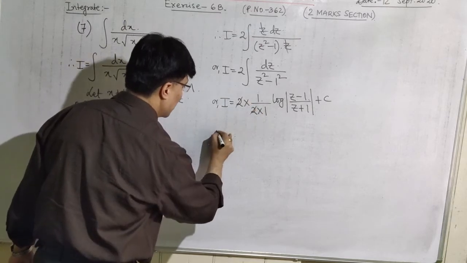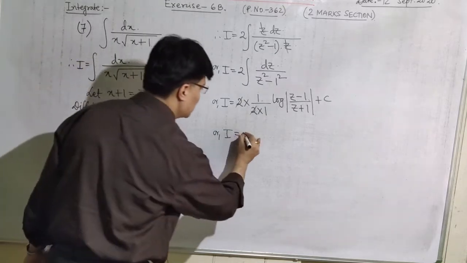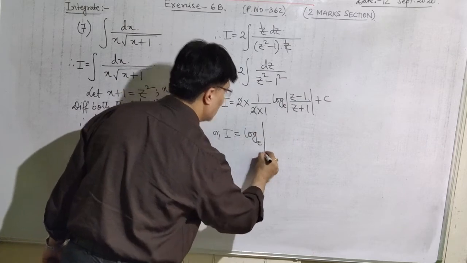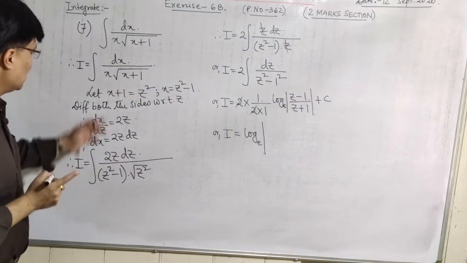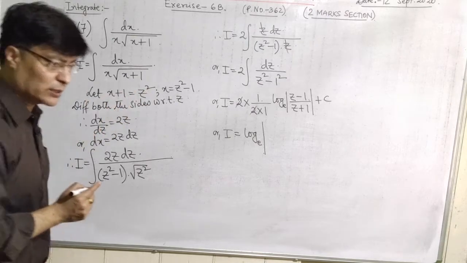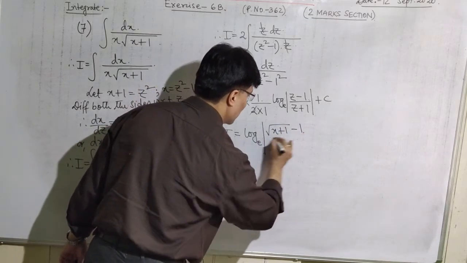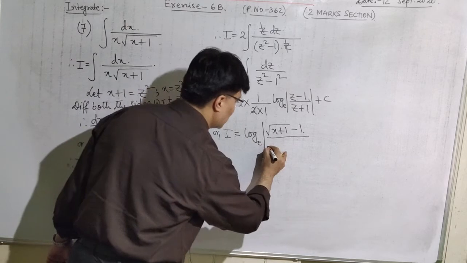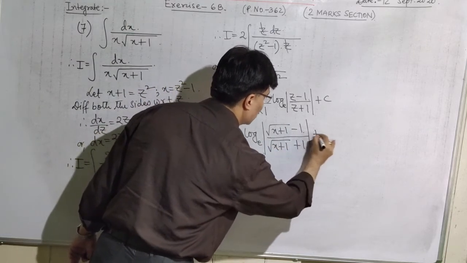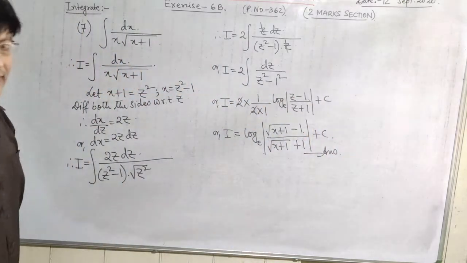So here 2 gets cancelled. Or I is equal to, this is 1 by 1 is 1, you don't have to write it. So it is log base e within mod, what is the value for z? If z square is equal to x plus 1, the value for z is root over x plus 1. So it is root over x plus 1 minus 1 divided by root over x plus 1 plus 1, then plus c. So this is the final answer.